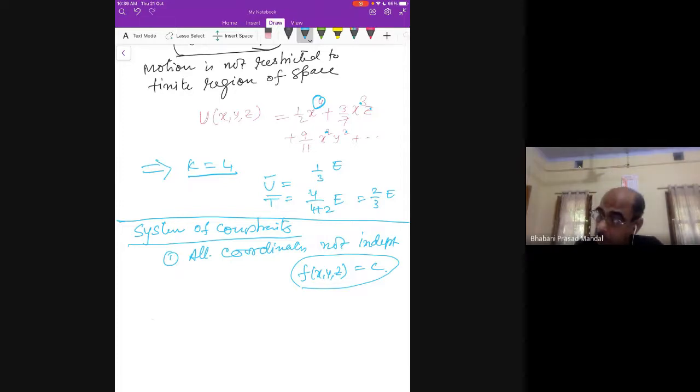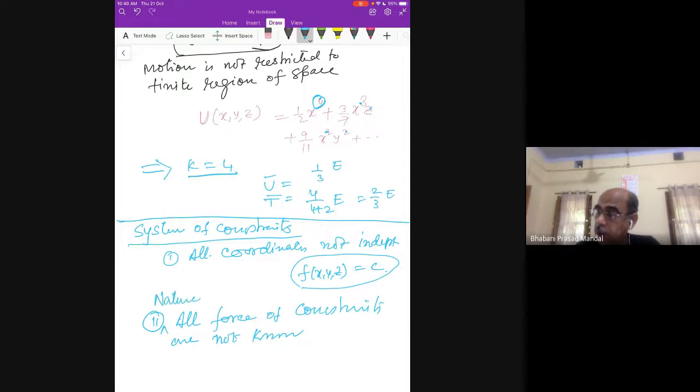So another problem is that we don't know all the forces of constraints, or the nature of all the forces of constraints is not known a priori, before starting the problem. When you write the free body diagram of the problem, at that time it is not known what will be the nature of the constraints.